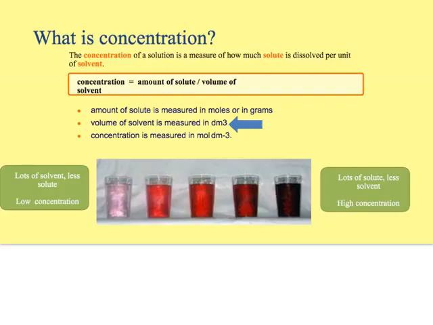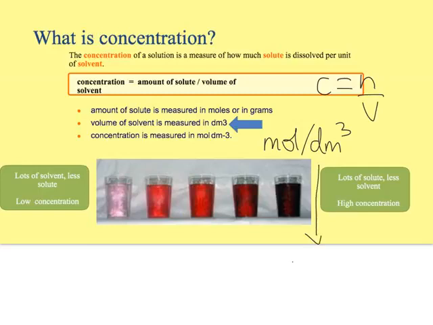So, as I've said to you, the equation is C equals N divided by V. Now, N is your amount of solute in moles usually, but sometimes in grams. I will explain both to you. Your volume has to be in decimetres cubed, okay, and I will explain what a decimetre is in a minute. And so your concentration is therefore measured in moles per decimetre cubed.